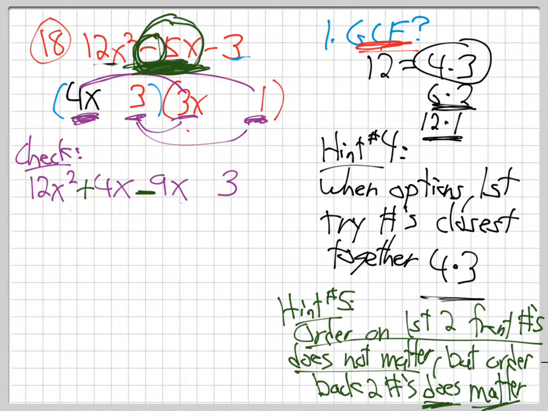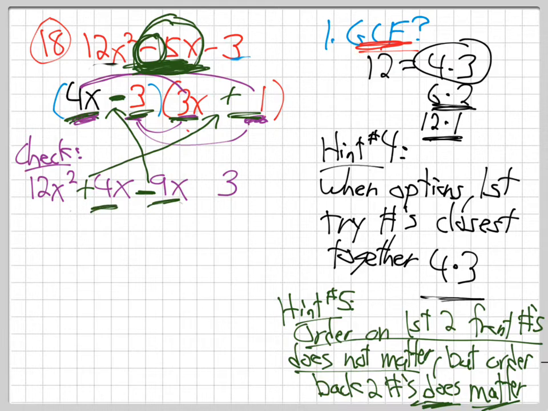Now, how do they get back into the parentheses? They crisscross, right? This guy goes here, and this guy goes here. Because that's how minus 9x works: minus 3 times 3x makes minus 9x. That's right. And plus 1 times 4 makes plus 4.